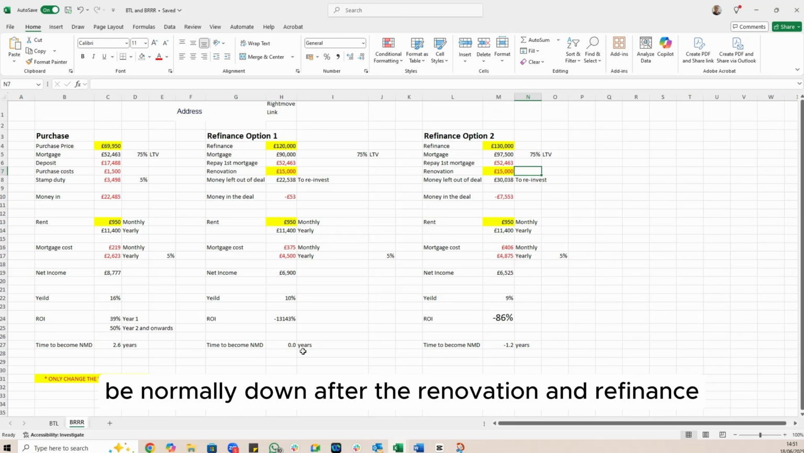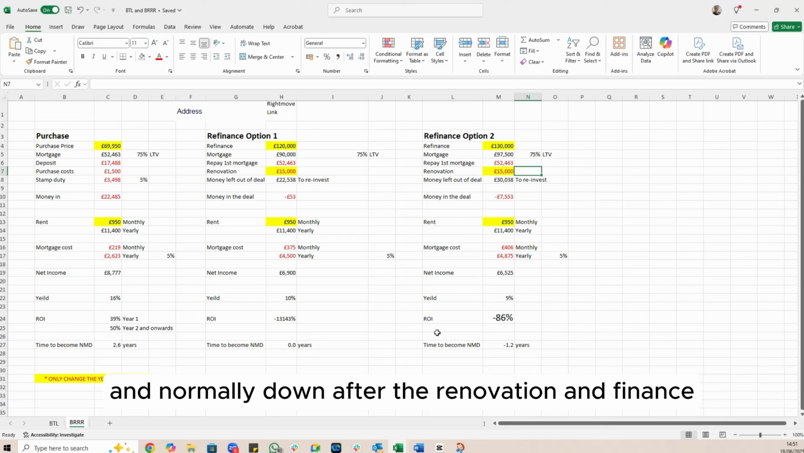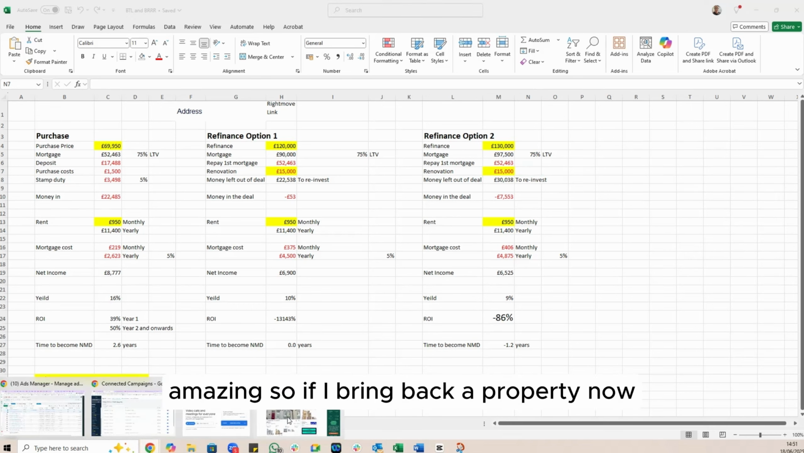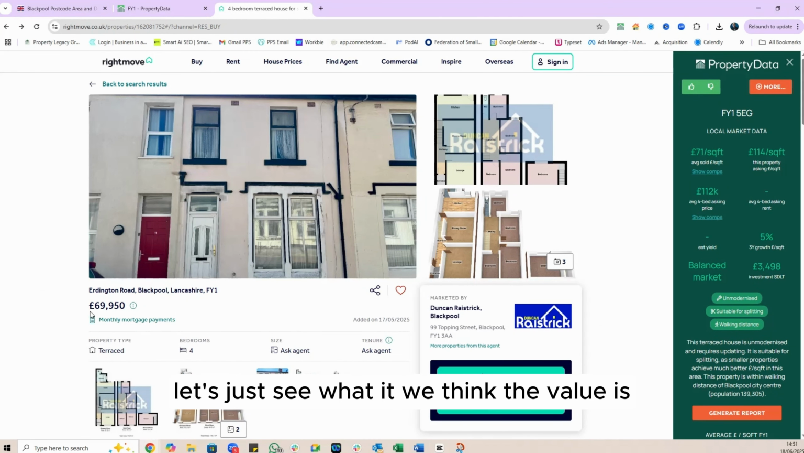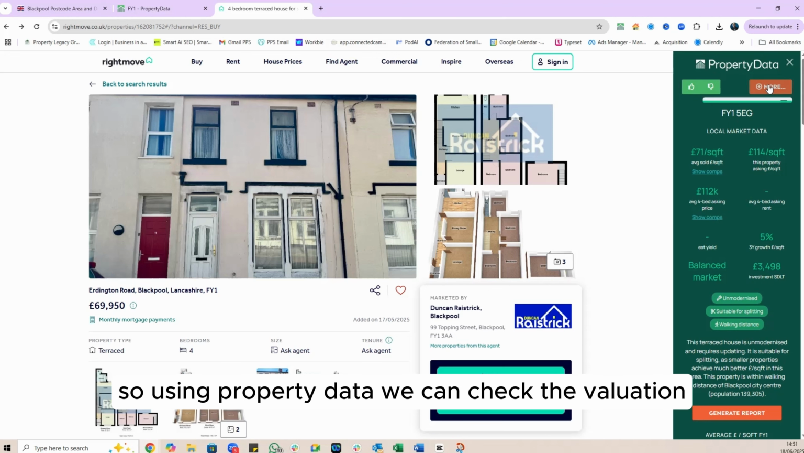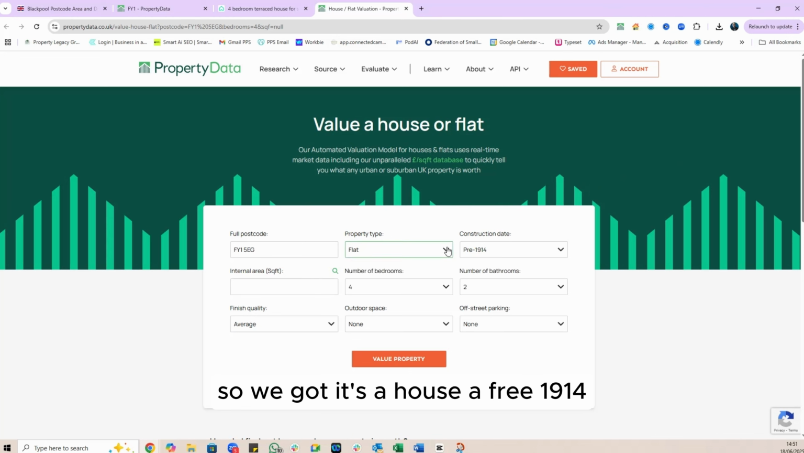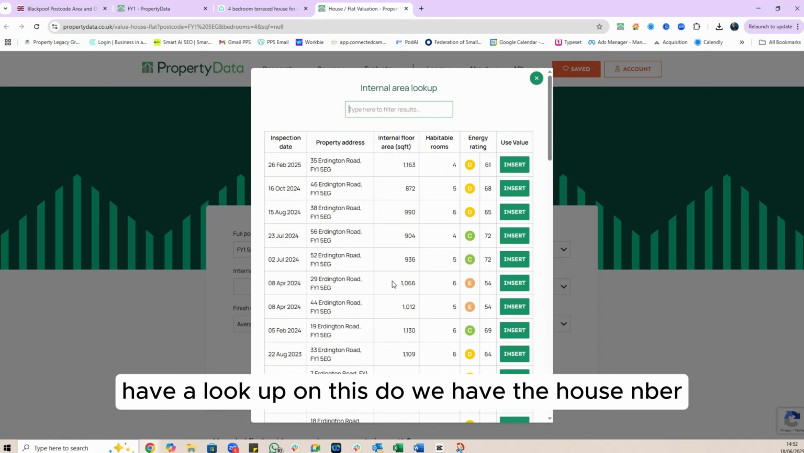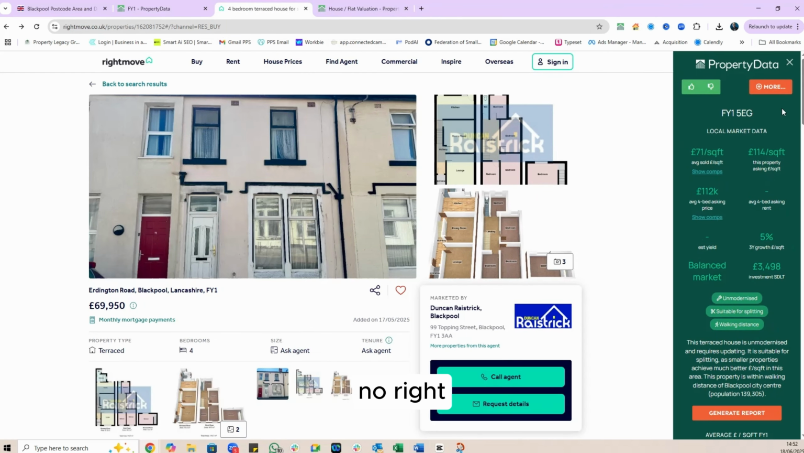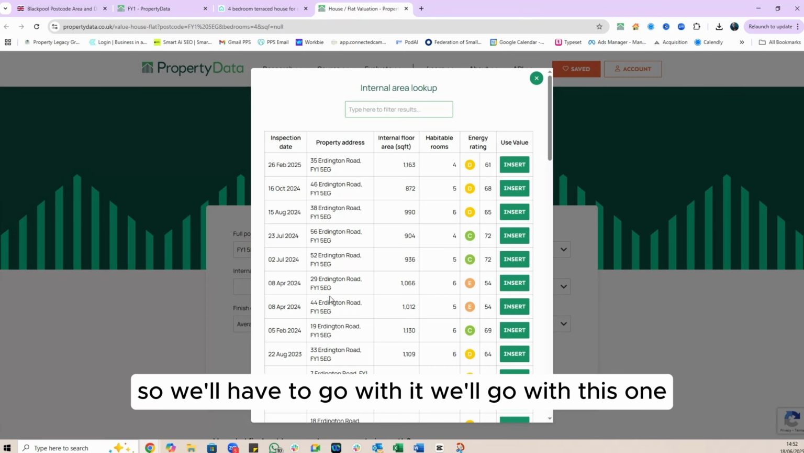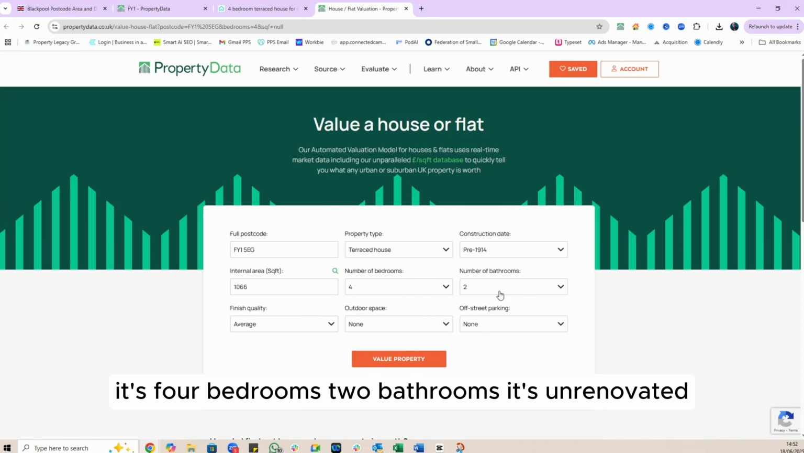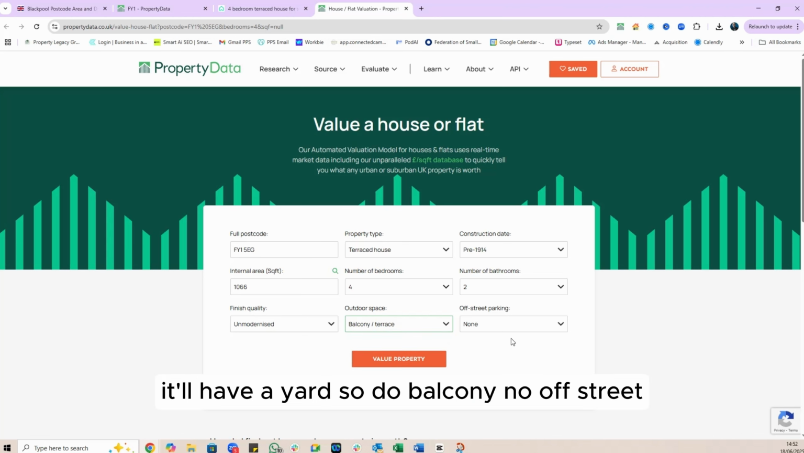You'd be no money down after the renovation and refinance. Amazing. So if I bring back the property, now let's just see what we think the value is. Using property data, we can check the valuation. So we've got its a house, pre-1914. Have a look up on this. Did we have a house number? No. Right, so we'll have to go with it. We'll go with this one. It's 4 bedrooms, 2 bathrooms. It's unmodernised. It'll have a yard, so we'll do balcony, no off street.